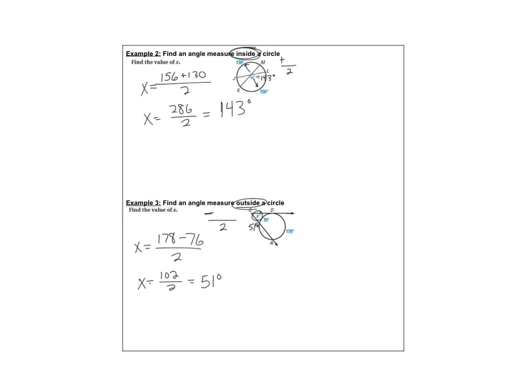Again, lots of information we covered here. You need to understand how to find angle measures inside a circle: add, then divide by 2. And how to find measures outside a circle: subtract and divide by 2.